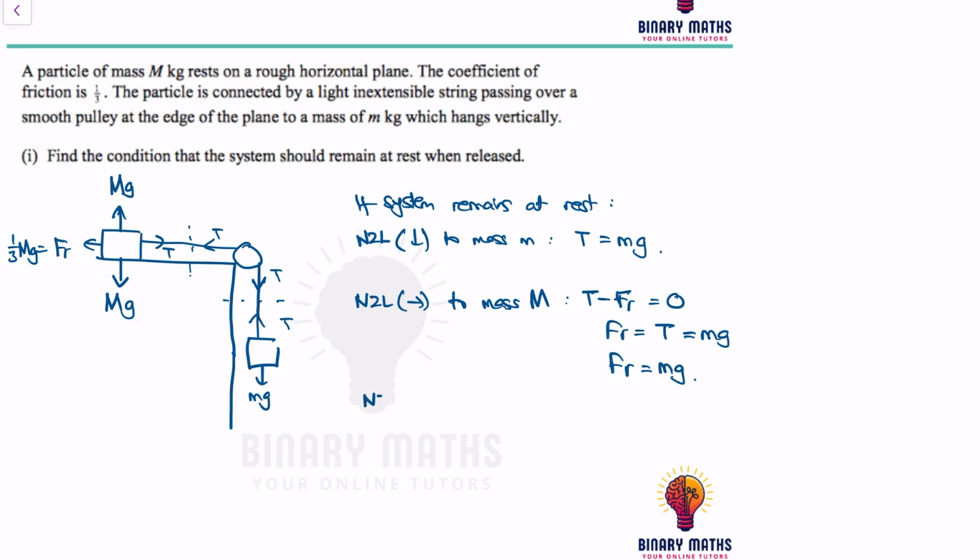Now if we apply Newton's second law vertically to mass capital M, then we get the reaction force. The reaction force is equal to capital M times g. We know friction must be less than or equal to mu times R in all cases, which means we've got friction, which is equal to mg, must be less than or equal to mu, which is a third, times R, which is capital Mg.